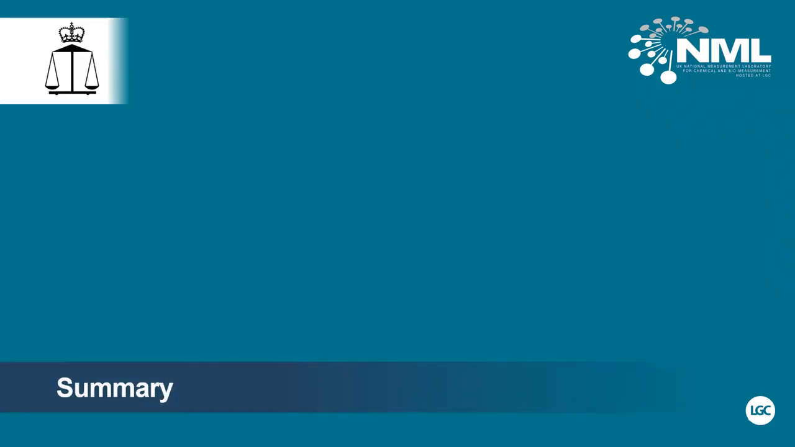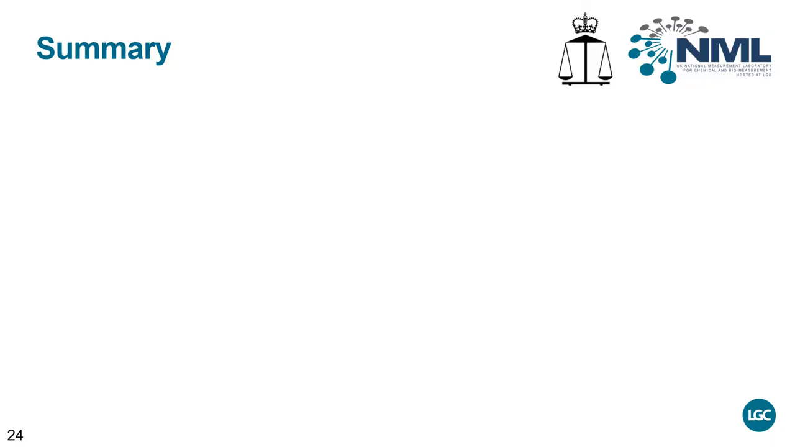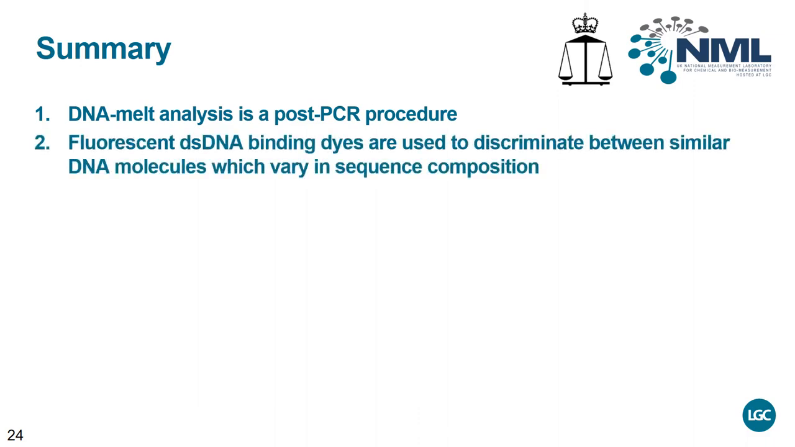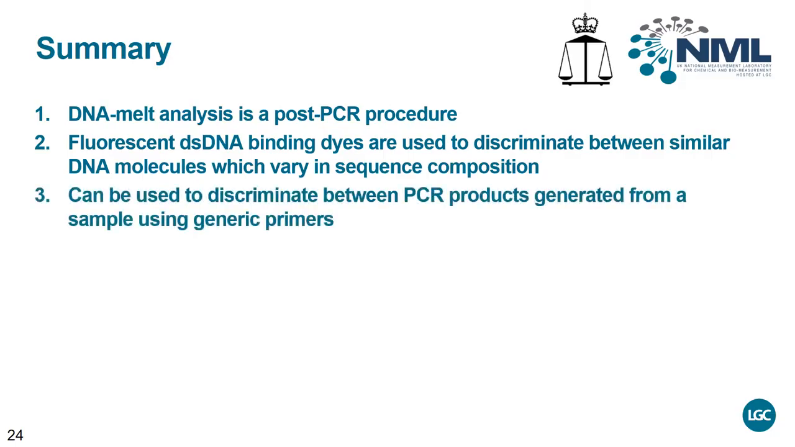In this final section of the e-seminar, a brief summary of the points covered is presented. In summary, DNA melting curve analysis is a post-PCR analytical procedure which employs fluorescent double-stranded DNA binding dyes in order to discriminate between similar DNA molecules which vary in DNA sequence composition. It may be applied to the analysis of samples of mixed composition by employing generic primer sets to a common DNA target sequence.